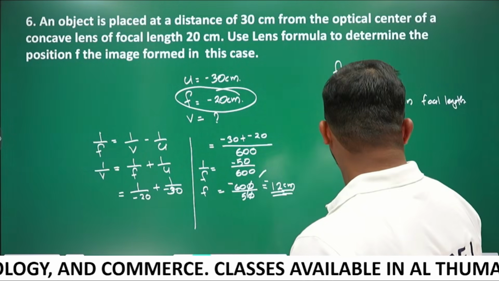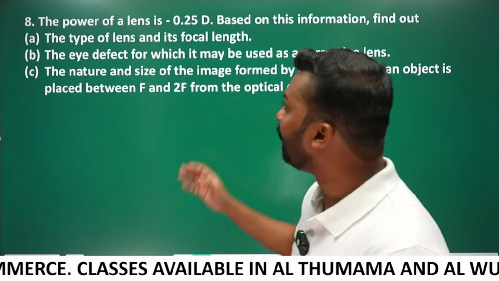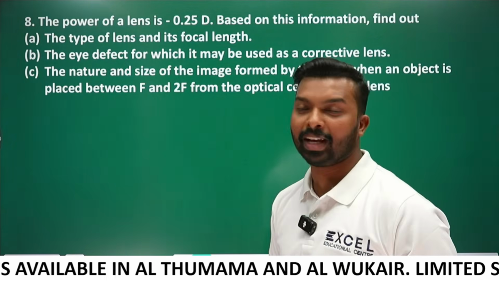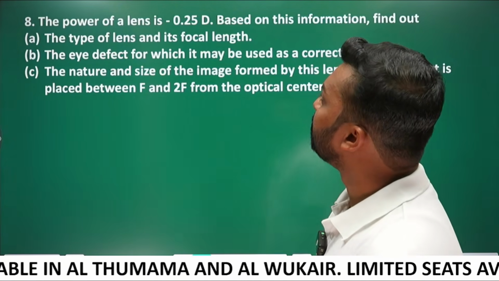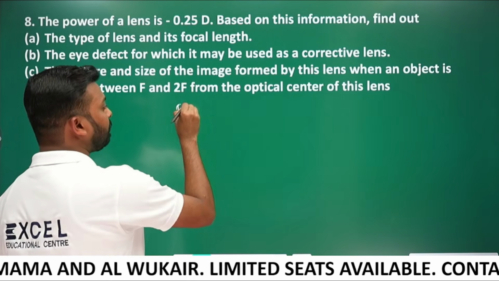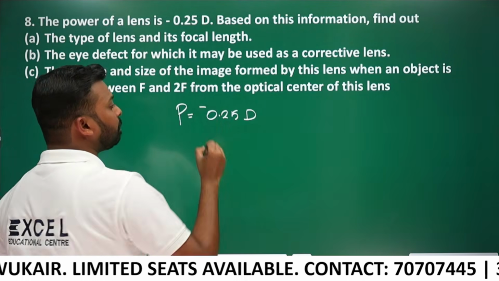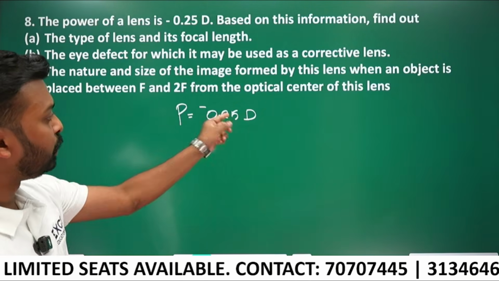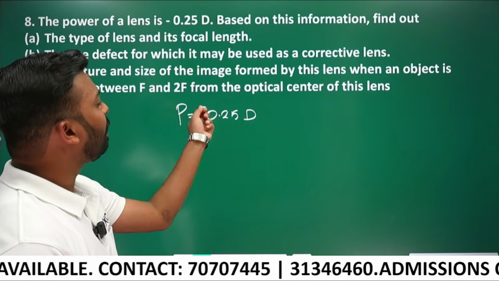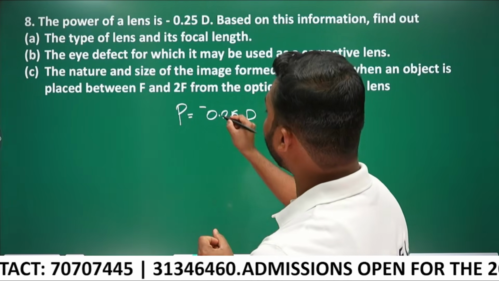Now let's go for the next question. Are you ready, my dear students? Now the next question is here. This question is asked from power. The power of the lens is minus 2.5 D. So what is the power actually? Power is given which is equal to 0.25 diopter. What is it that the power is indicating negative?